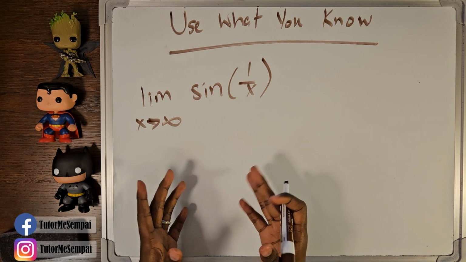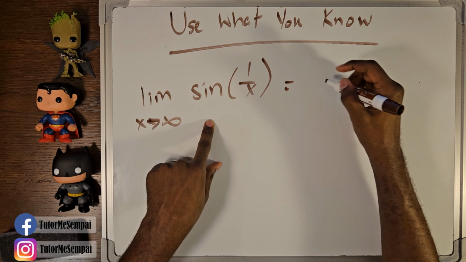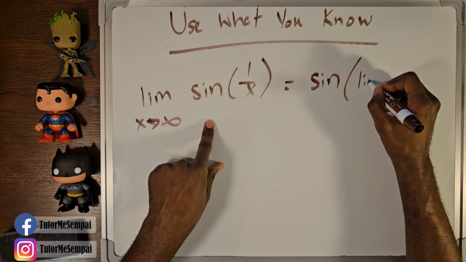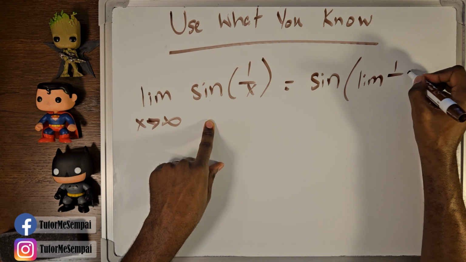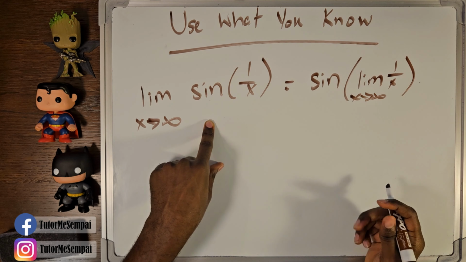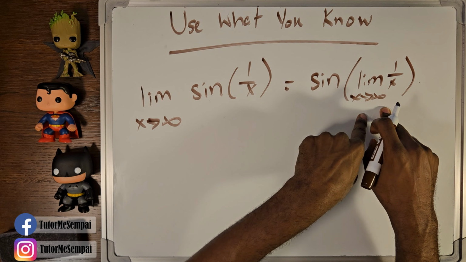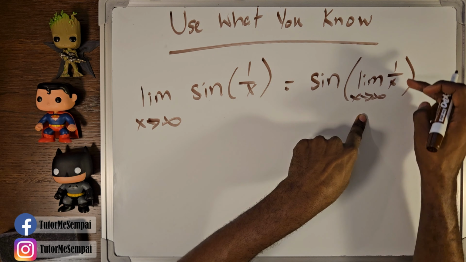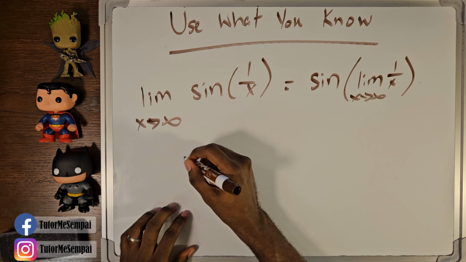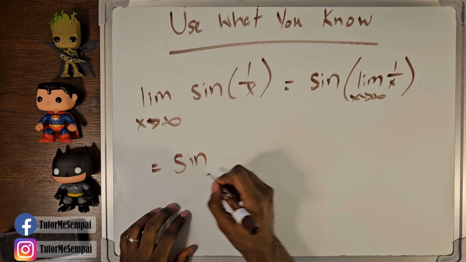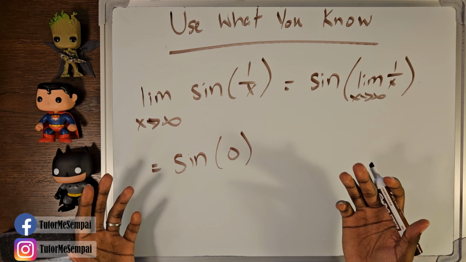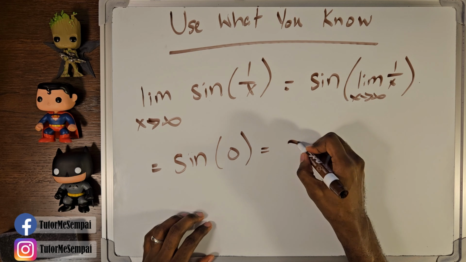Let's do that in this case. This tells us that we can now have sine of our limit as x goes to infinity of 1 over x. Now we know what this is. We just talked about that as well. The limit of 1 over x as x goes to infinity is going to be what? 0. So you have this equals sine of 0. And what's sine of 0? Well, sine of 0 is going to be 0.